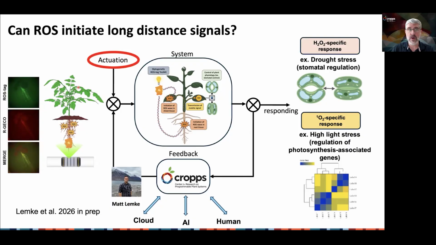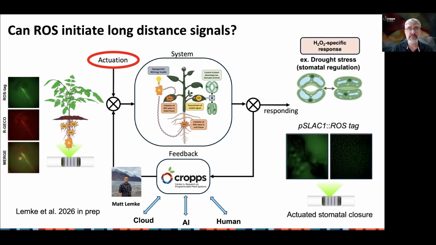And so we put these ROS tags in Arabidopsis under the control of a root-specific promoter. So these plants make the ROS tags in the root. They're fluorescent, so you can see that here in yellow at the bottom. At the same time, we've driven the expression of these ROS tags under a guard cell-specific promoter, SLAC1, so we can just make ROS specifically in guard cells in a light-dependent manner. We can test our model on stomatal regulation that way as well.